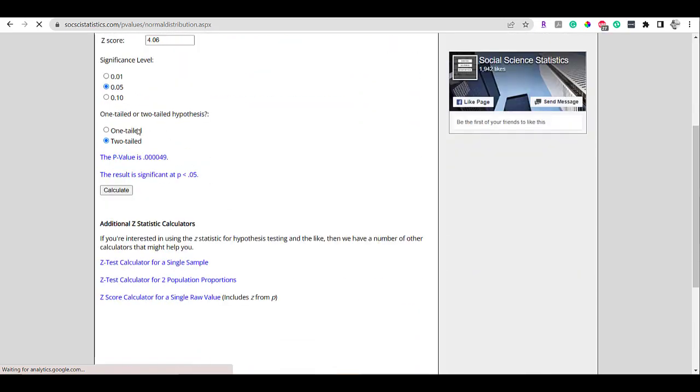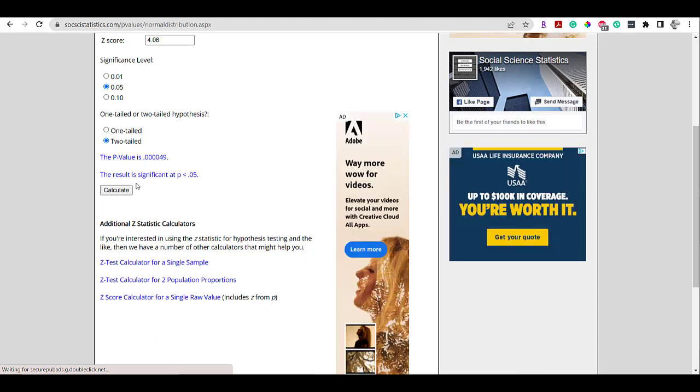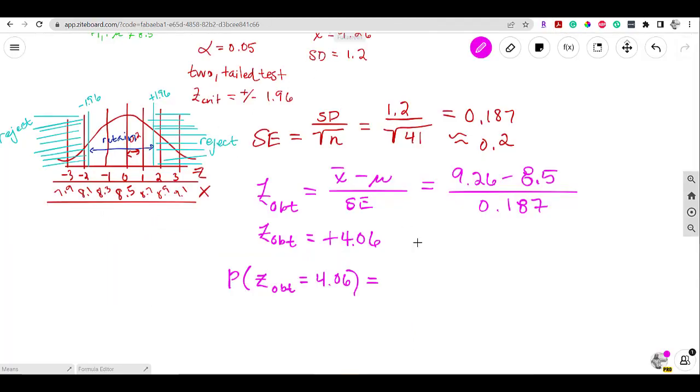And if you see here, what's really nice about this calculator is it will tell you the exact p-value, and it will tell you if your result is or is not significant. So right now it's saying my p-value is 4.09 and the result is significant at p being less than 0.05. So it is significant. So I'm going to go ahead and go back to my Ziteboard. The probability of getting this p-value is 0.000049. So this is definitely looking good.